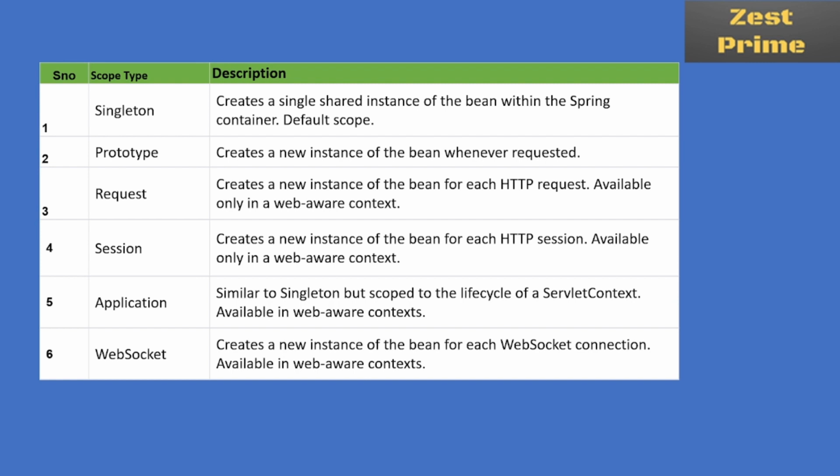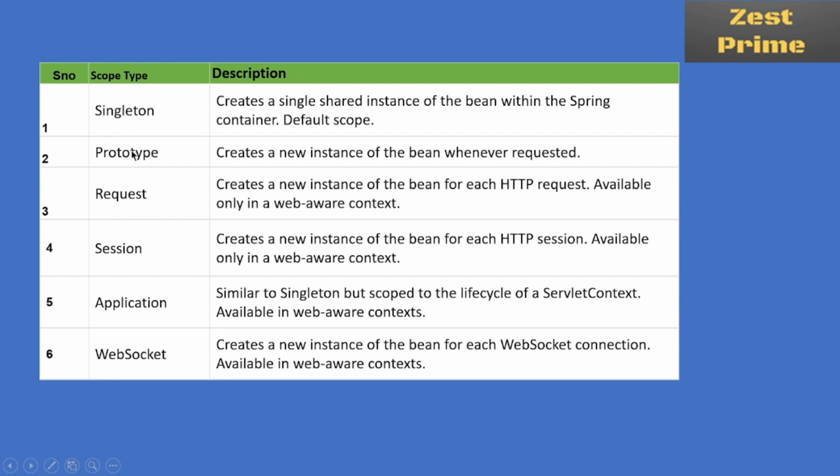So if you see here, there are 6 different bean scopes possible. The first two are standalone ones we can create without any web request, like singleton and prototype. The next three are related to web requests or web applications, and the last one is specially for WebSocket. So these are the 6 possible bean scopes available.